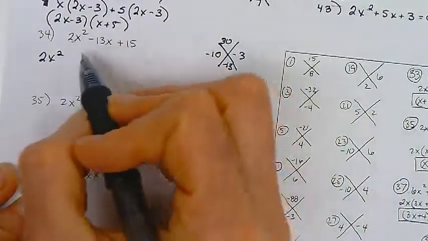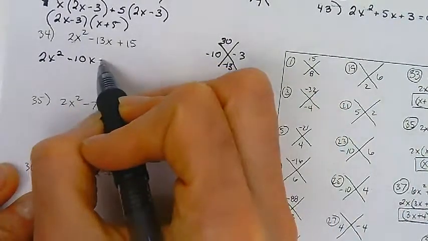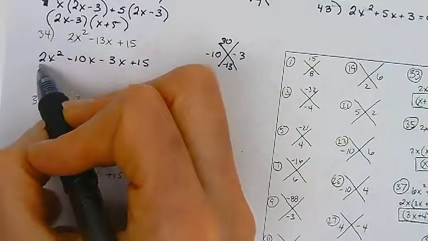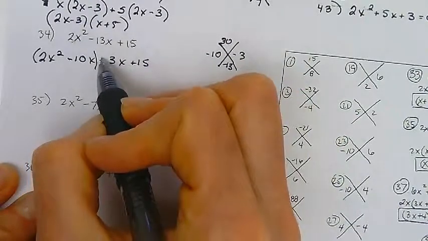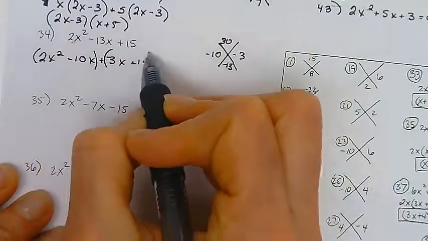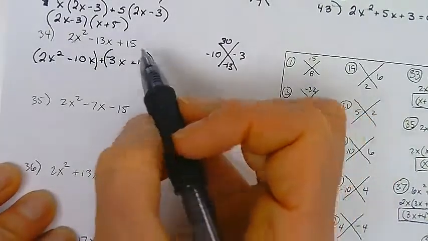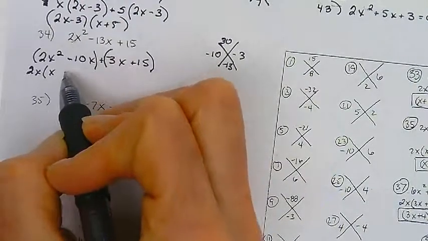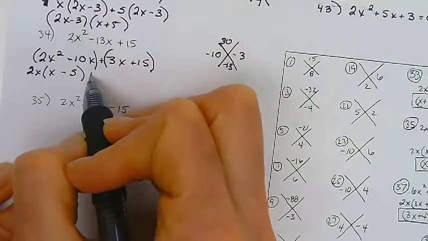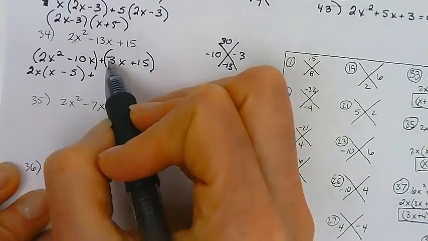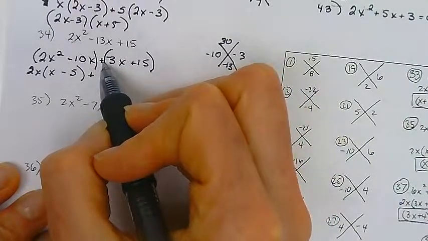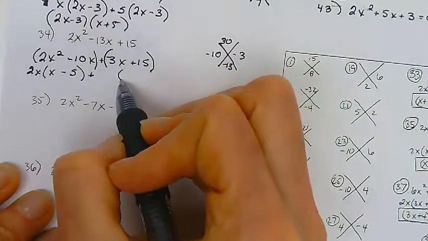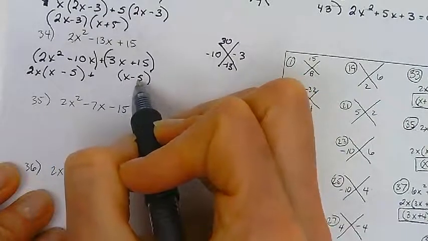2x squared minus 10x minus 3x plus 15. Factor by grouping. I'm going to make this a plus minus and surround the second two terms with parentheses. Common factor is 2x times x minus 5 plus. I have a negative here. This was a minus. We always pull out a minus when we want to make the binomial terms look the same. I want an x minus 5 here.